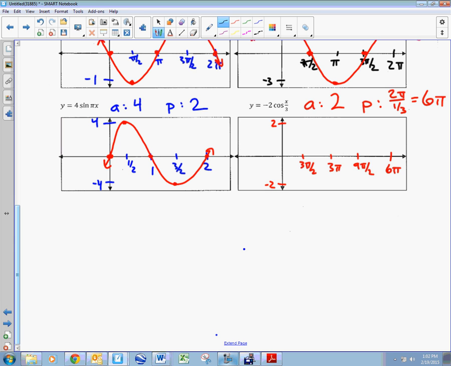Sorry, I have to stand in front of here. It's hard when I stand on the side. Where do I start? Top or bottom, middle? Bottom. Where is it going to go? Is it going to go up or down? It's going to go up because cosine normally goes down, but because it's negative, it's going to flip. It's going to go up.